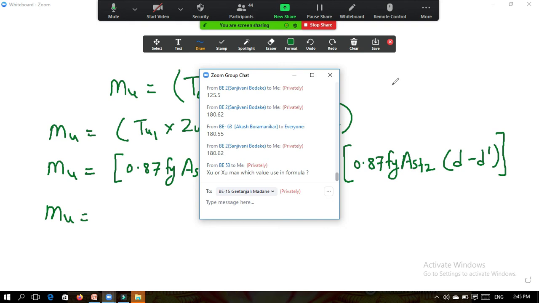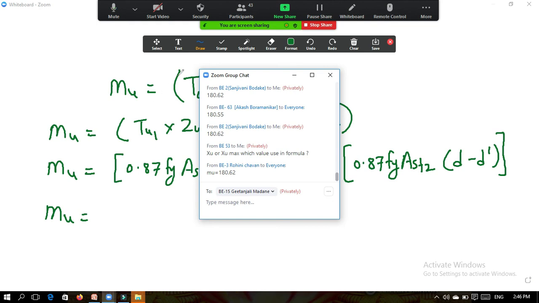This shows that you are not going through my previous lectures and you are not paying attention during the teaching. The section is under reinforced. When the section is under reinforced, we are using the formula Tu into Z. And whenever we use the formula for the tension, we put the value of Xu always. Remember this thing. And when we use the formula Cu into Z in the case of balanced section, then you need to use the value of Xu max. Okay. So here put the value of Xu and let me know the answer.